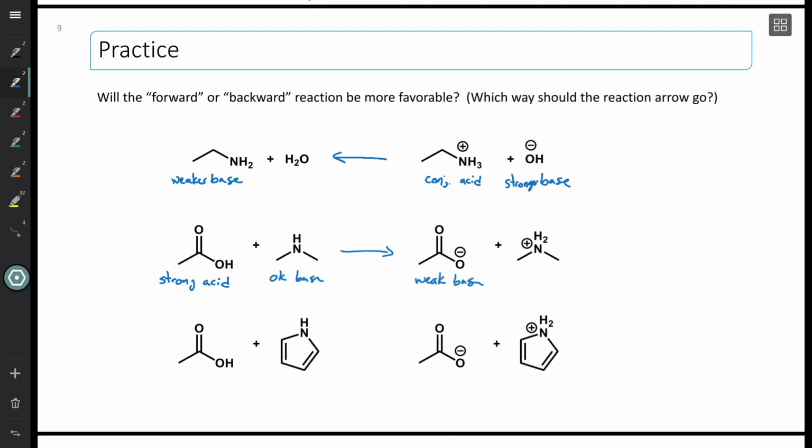Now let's look here. We still have a carboxylic acid, but now it's paired up with pyrrole, and this is a weak base. Let's call it even a really weak base. And so then you would form the conjugate acid, and here you would have lost your aromaticity.